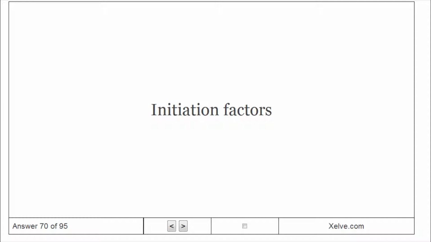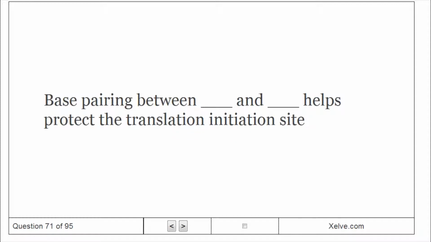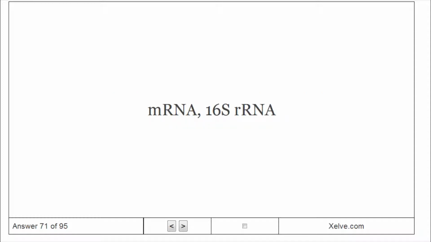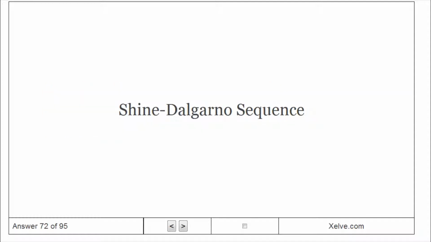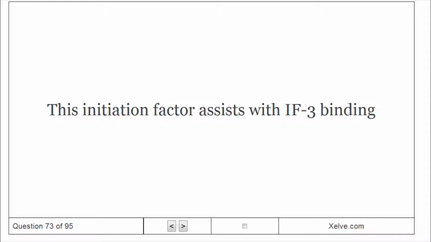Initiation factors. Base pairing between blank and blank helps protect the translation initiation site: mRNA, a purine-enriched sequence centered 10 nt upstream of the start codon, complementary to one in the 16S rRNA. Shine-Dalgarno sequence.